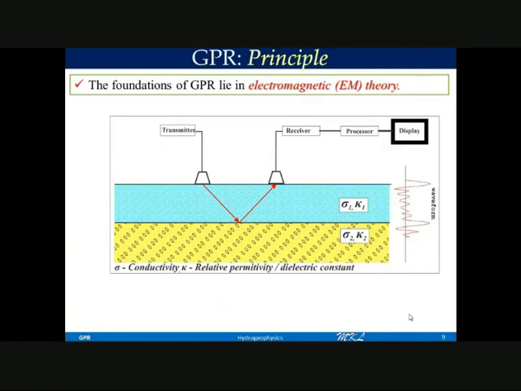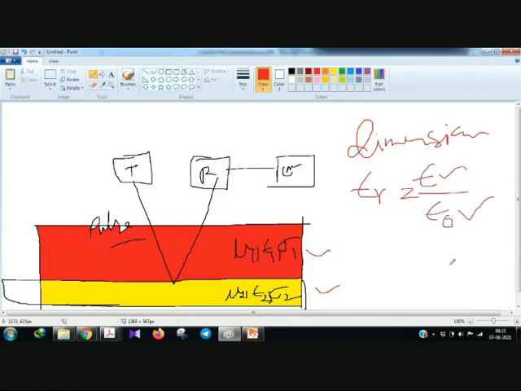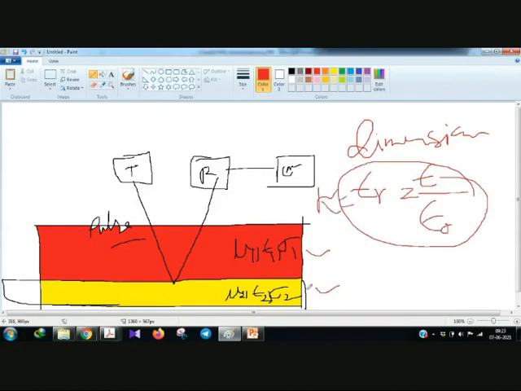The basic principle of GPR is from electromagnetic theory. Generally, we do not use epsilon. Rather than using epsilon, we take a dimensionless parameter, epsilon r, the relative permittivity, which is the material permittivity divided by the vacuum permittivity. So epsilon r equals epsilon by epsilon zero. We generally take epsilon r. Sometimes it is denoted as kappa, k.